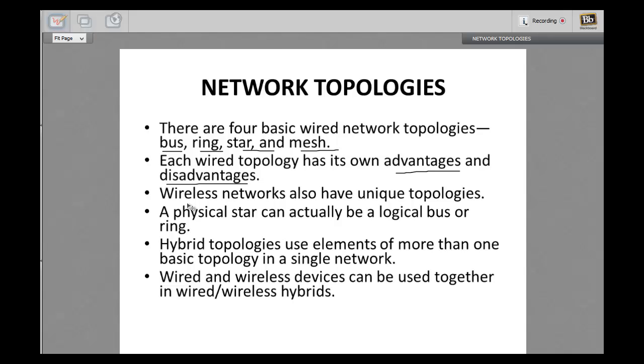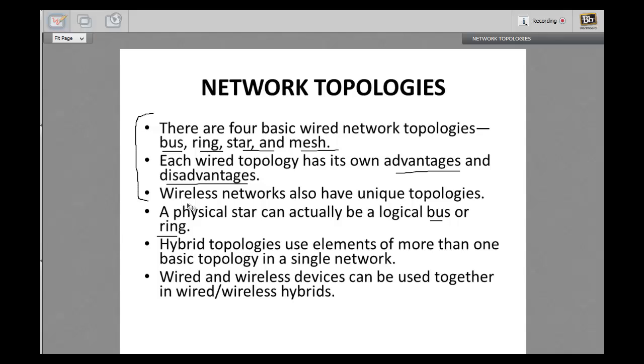Also, hybrid topology uses elements of more than one basic topology in a single network. There is also a difference between the logical topology and the physical topology. These are physical topologies, but for the logical topologies, you have only bus and ring. The physical star can be logically bus, because in bus or ring, we are talking about the logic. When we talk about it logically, we mean how the data goes.